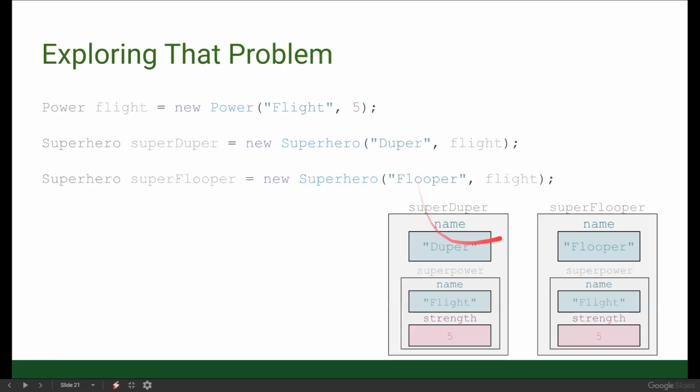Now, if we look at our little diagram, Super Duper and Super Flooper, both of these are boxes with boxes inside. These are our objects. So our name for each is going to be different, obviously, and our superpower is going to have the same stuff inside, because they're both getting that power of flight. Now, if I say Super Flooper dot set power strength to 10, what do we think is going to happen?